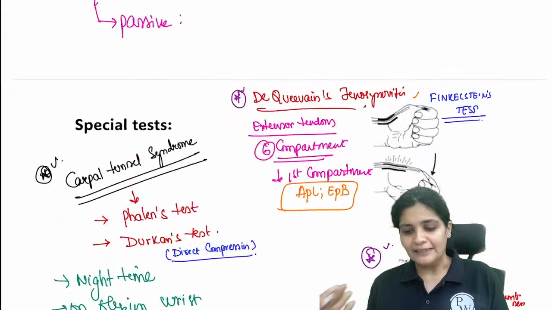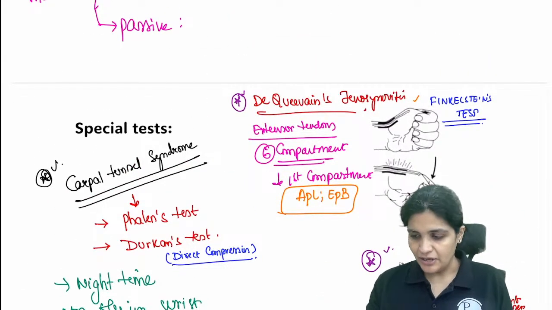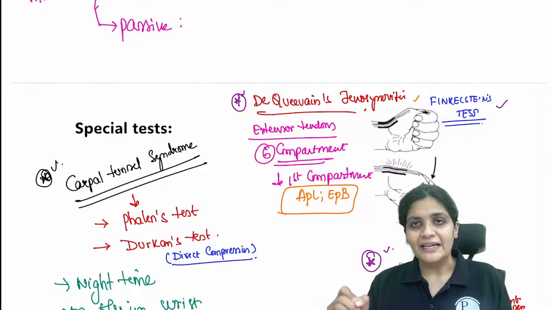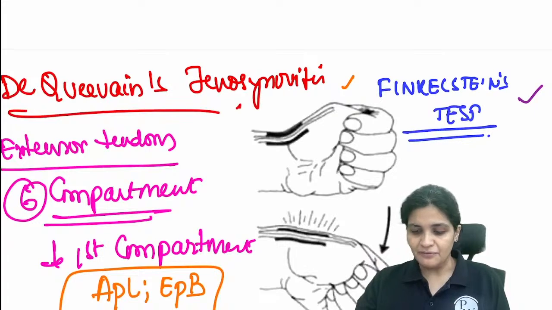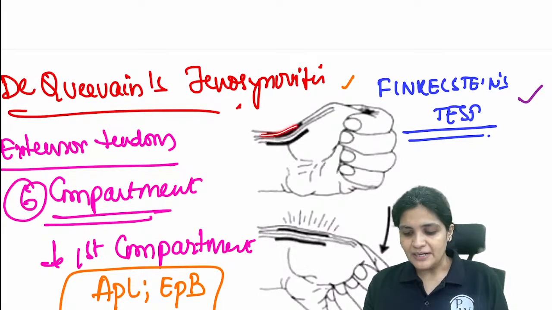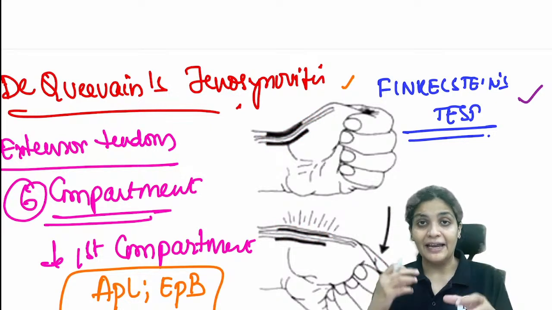And then what are the other important things to look for? They might ask you about de Quervain's tenosynovitis. That is your Finkelstein's test, which confirms that the tendons are getting inflamed. The diagram itself is self-explanatory here: there are tendons covered by tendon sheaths, right? These tendon sheaths will get enlarged when they get inflamed.